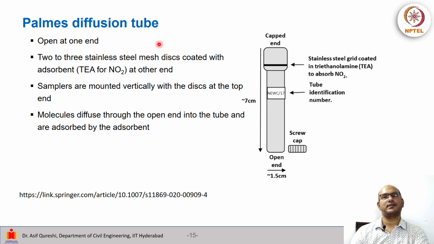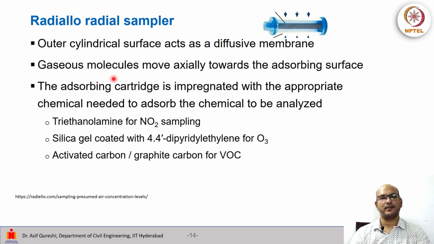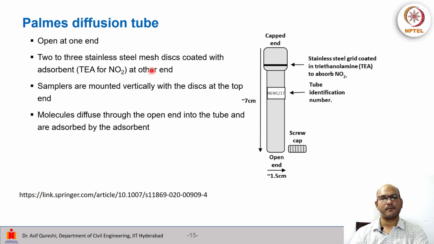The other type of sampler is this Palmes diffusion tube. The idea is that the tube will be open at one end, and has 2 to 3 stainless steel mesh discs coated with adsorbent, triethanolamine TEA for NO2, at the other end. So this is how the tube will look like, and see, it is only about 7 centimeter in height. So we will have the open end. This is our open end. The screw cap is about 1.5 centimeter wide.